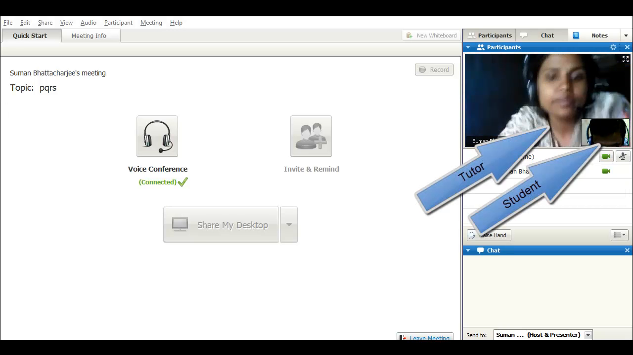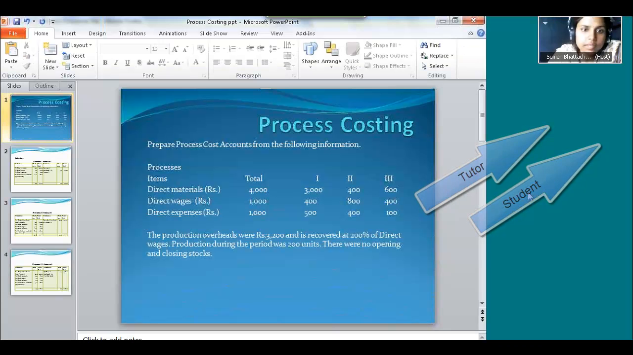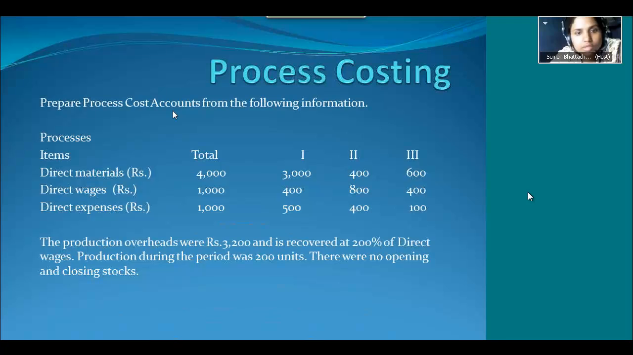Today we will be discussing a problem on process costing. Here we have to prepare process cost accounts from the following information. They have given three processes, process 1, process 2 and process 3. And the information is related to material items like direct materials.